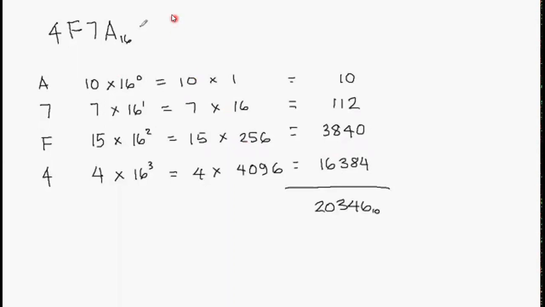If I have this number and I tell you this is a hexadecimal number, I want to convert it to decimal, I will do A into 16 raised to 0, correct? Because 16 is the base of the hexadecimal number system.